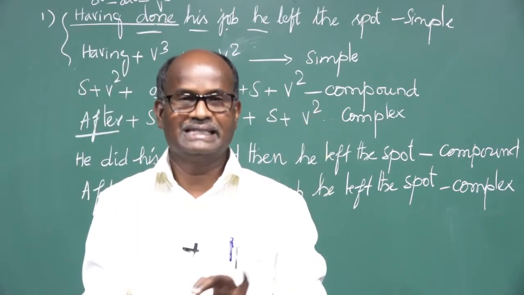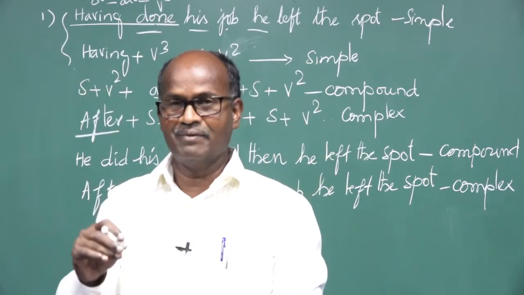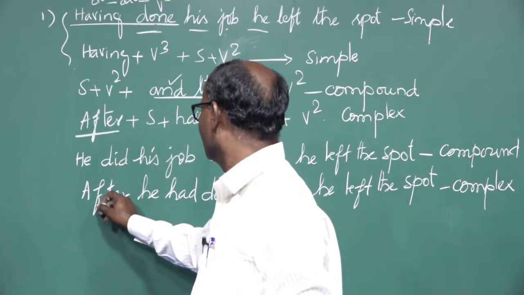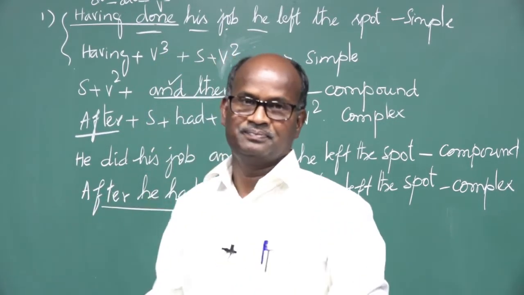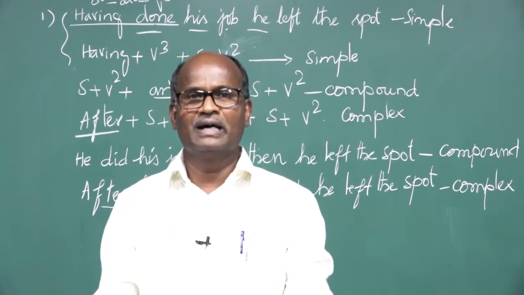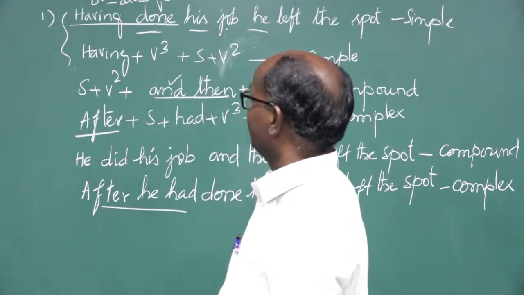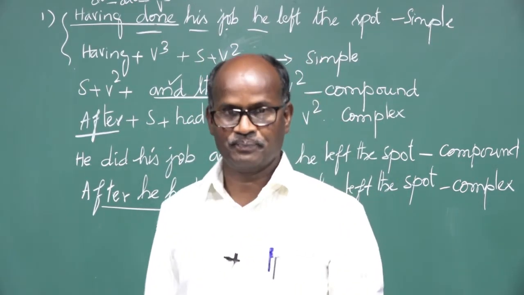Having plus verb plus ing, that is, having means past perfect, we should write in the complex form. But in compound form, both are in the second form. The verb is second form. And that's all about this model. We'll move to the next.